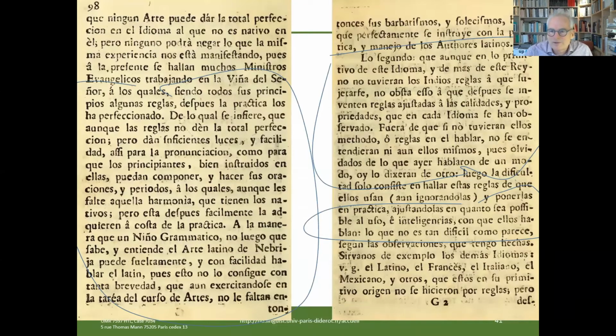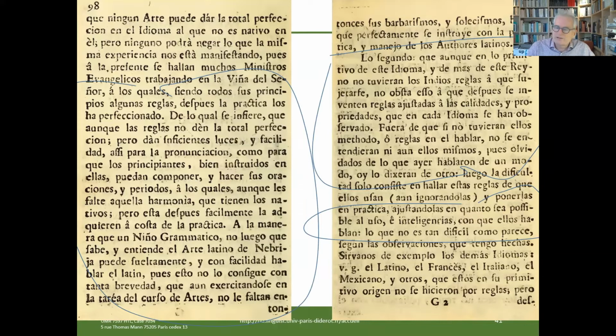So here a bit longer citation. Here it's about, you can learn it como para que los principiantes. I'm here on the left page in the middle. Bien instruidos en ellas pueden componer y hacer sus oraciones y periodos a los cuales, aunque les falte aquella armonía que tienen los nativos. So if you learn that language, if you are not a native, you will still not have, let's call it, armonía of the native speakers, pero esta después fácilmente la adquieren a costa de la práctica.